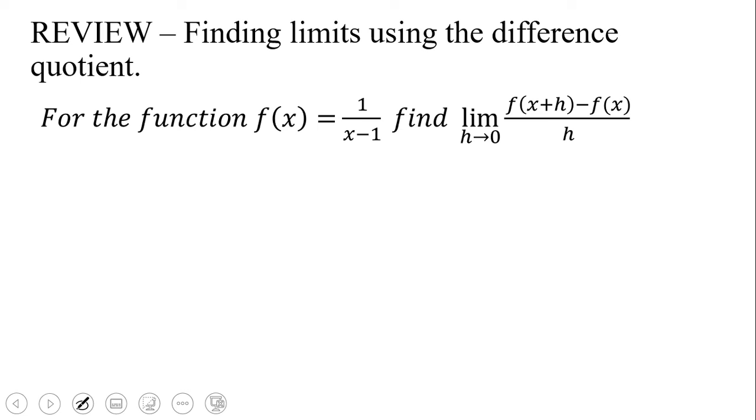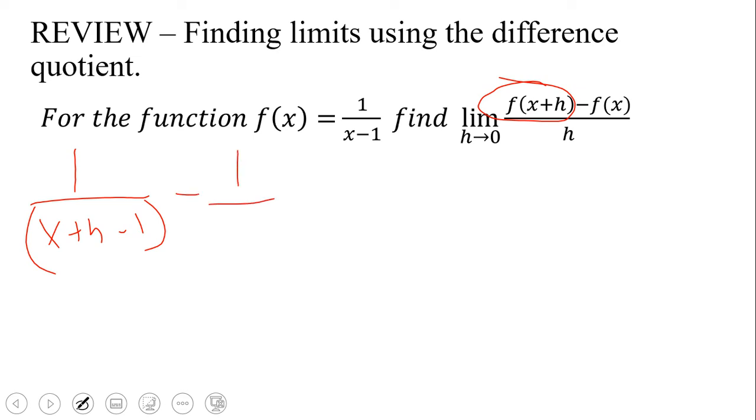So in order to do that, you're going to go ahead and start by finding f of x plus h, which means everywhere there's an x, you're going to put an x plus h. And I'm going to go ahead and put that in parentheses. Minus the original function, 1 over x minus 1. And this is all still over h over 1. So when you're using the difference quotient, you first just start by plugging x plus h everywhere there's an x, and then subtract the original function.